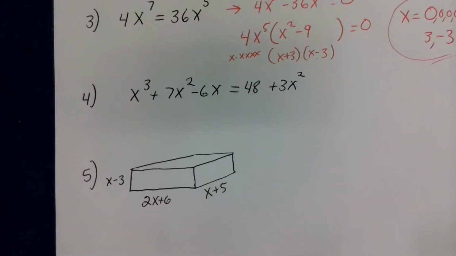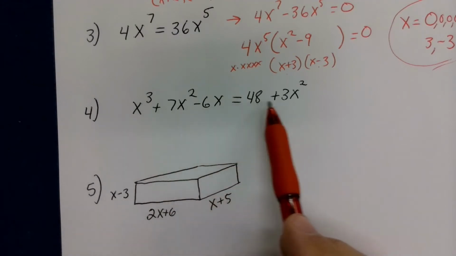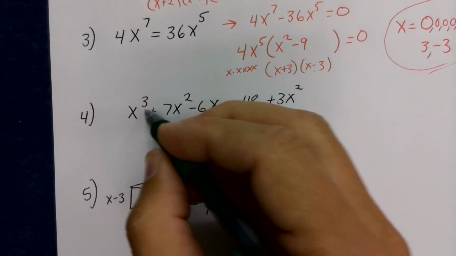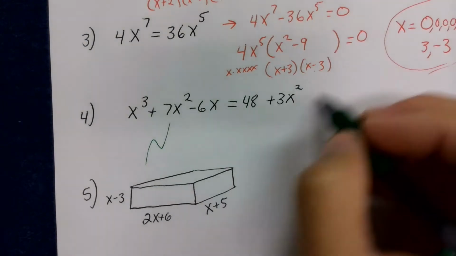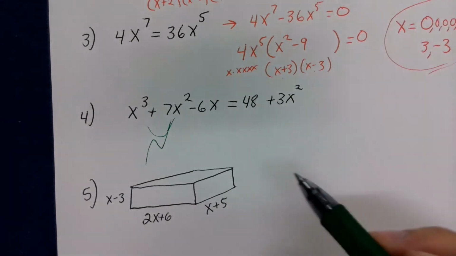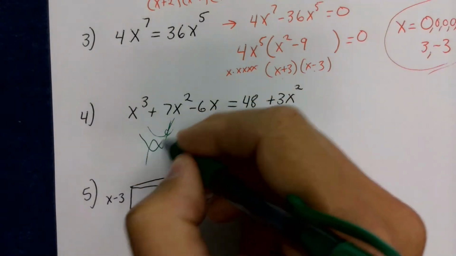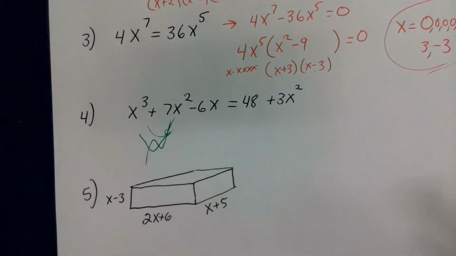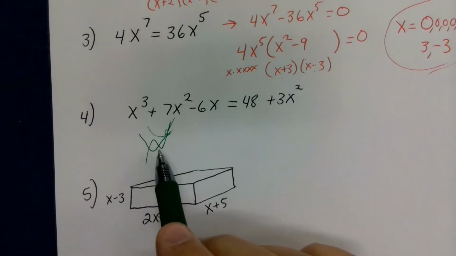Okay, this next one down here, this looks scary, right? x cubed plus 7x squared minus 6x equals 48 plus 3x squared. And I'm going to just show you a quick little thing. Cubic function, right? The cubic function, that's going to look something like that. Over here on this side, that's a quadratic function. It's going to look something like that. Well, that means that there's a chance that they could intersect. They could intersect one place, they could intersect 3 places, they could intersect 2. So there's different possibilities for this problem's solutions just from quick little sketches, okay?